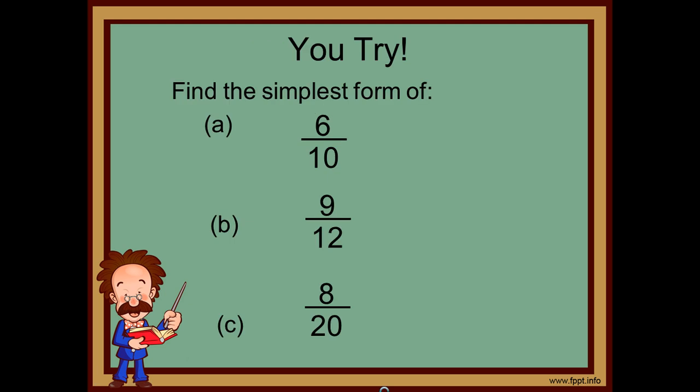Why don't you try these 3 sums? And we shall discuss the answer in class tomorrow. Find the simplest form of A, 6/10, B, 9/12, C, 8/20.